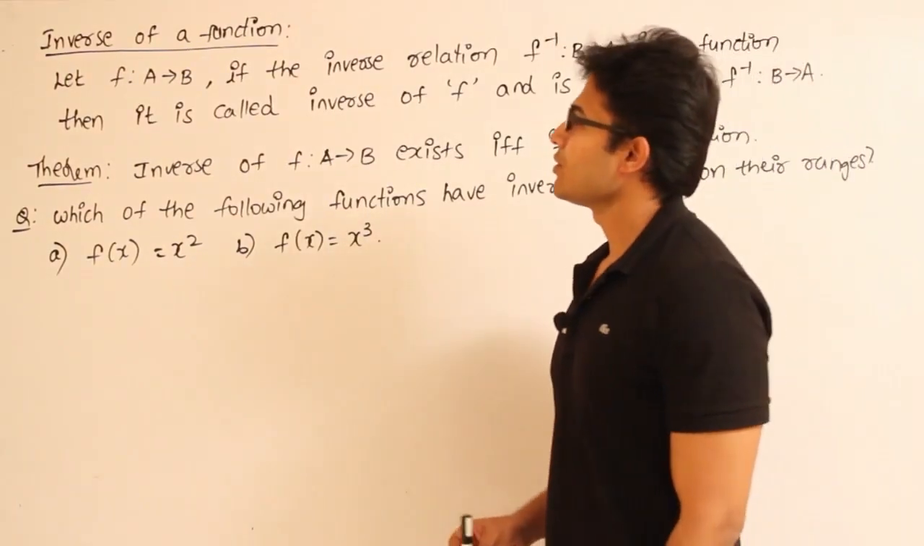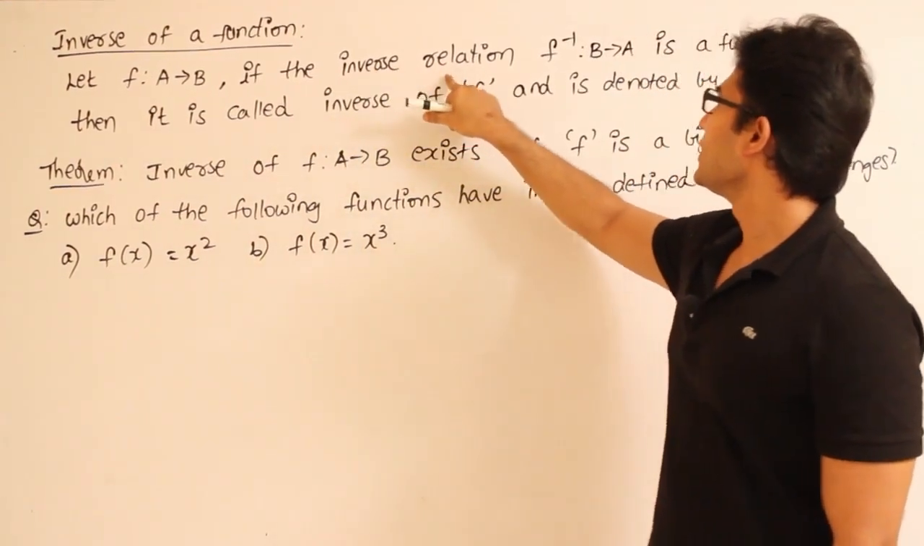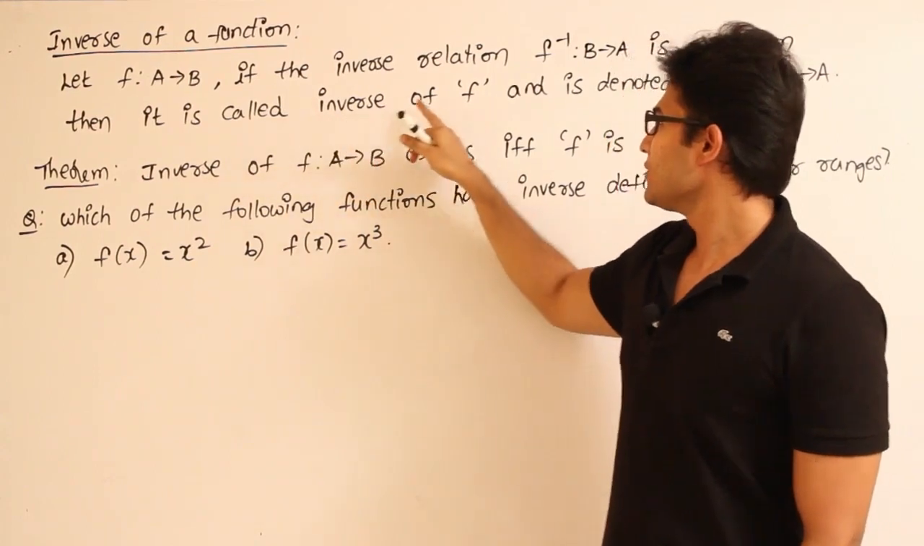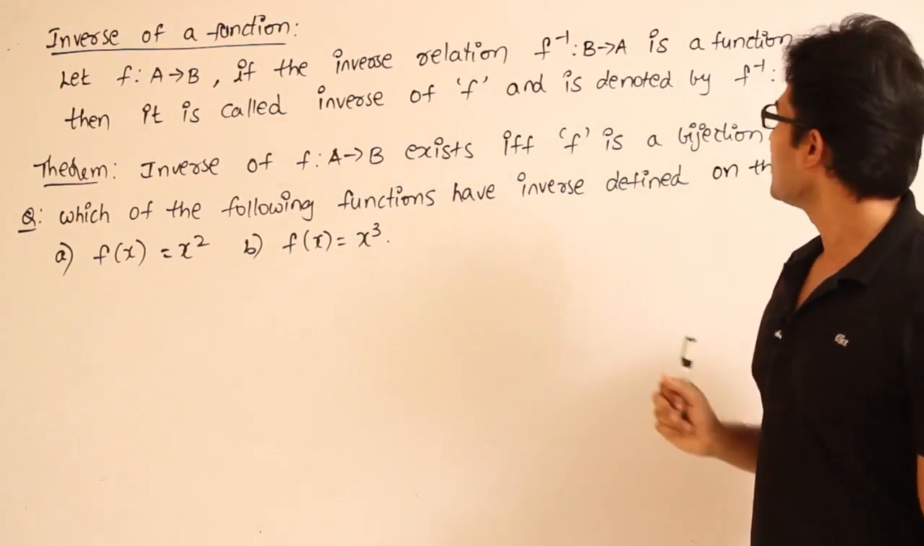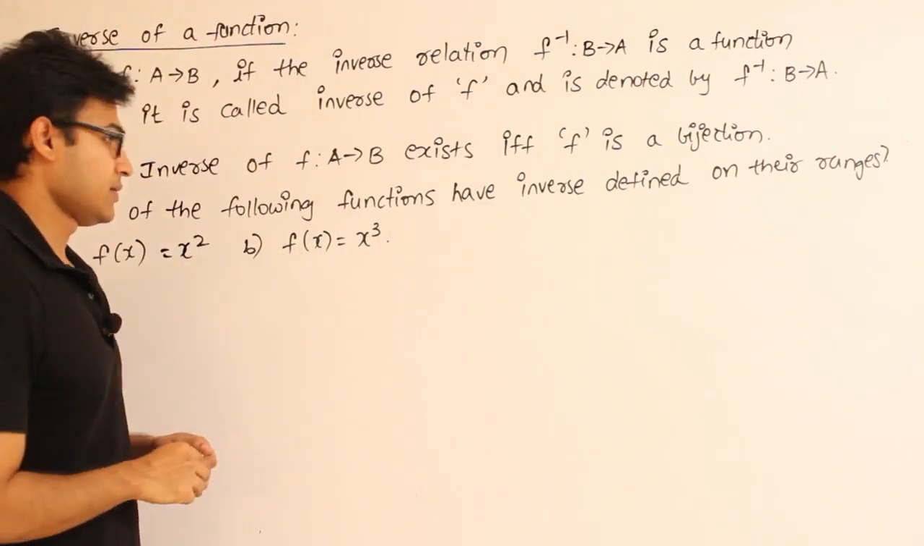See this, inverse of a function. Let f be a function from A to B. If the inverse relation f inverse from B to A is a function, then it is called the inverse of function f, and it is denoted by f inverse from B to A. So what is the meaning of it? I'll just take an example and explain it to you.